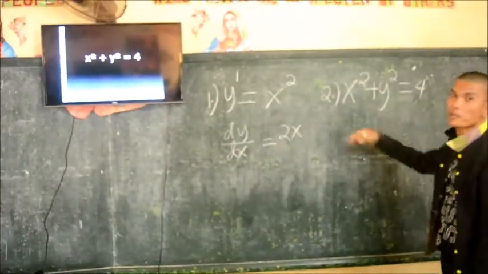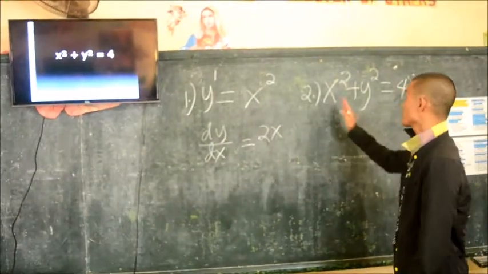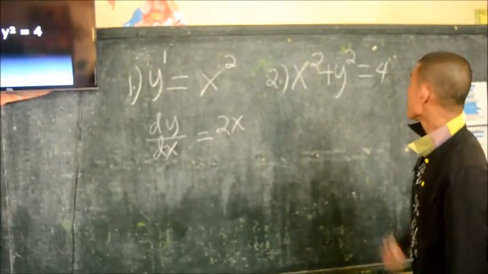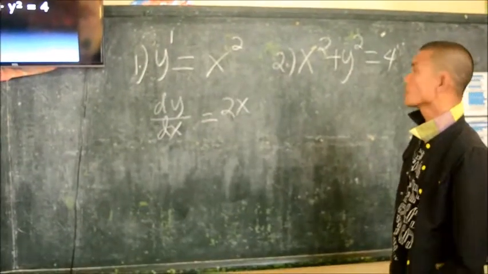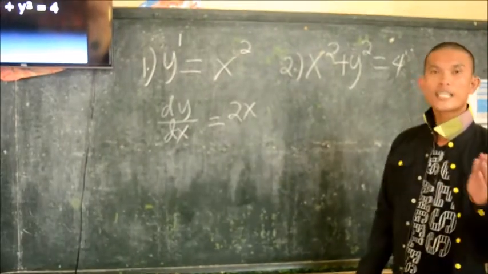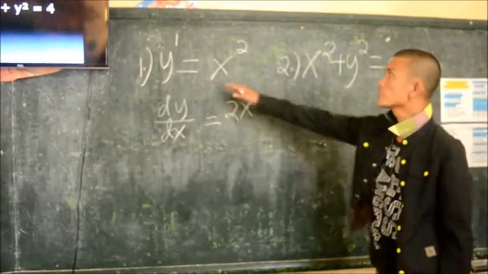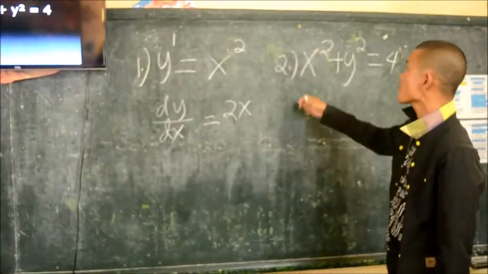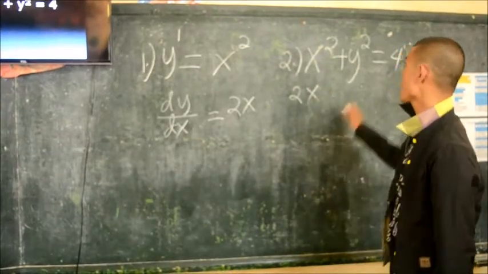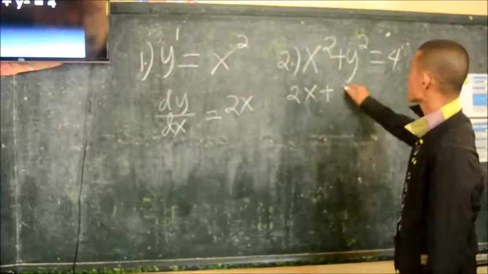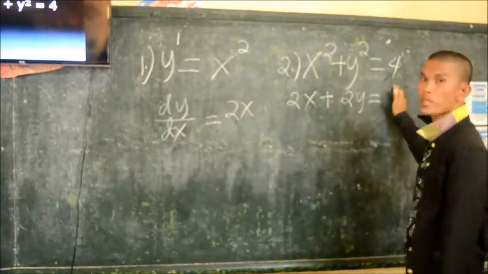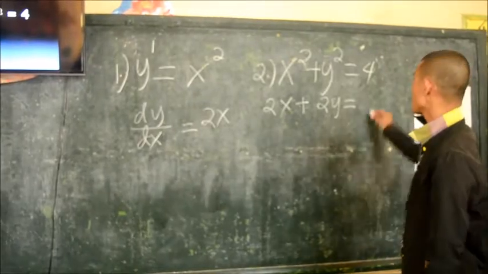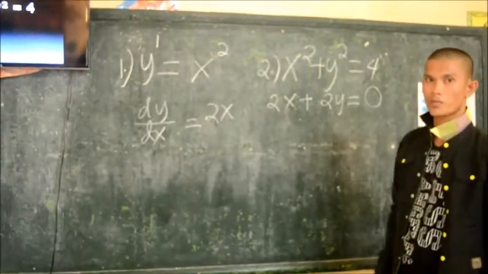But in example number 2, we have two variables, which are x squared and y squared, and the right part of the equation is constant. The same procedure, the same process, we need to follow. Just get the derivative of each term. So the derivative of x squared is 2x, and the derivative of y squared is 2y, and the derivative of 4, remember that for any constant, the derivative is always 0. So we need to put here 0.